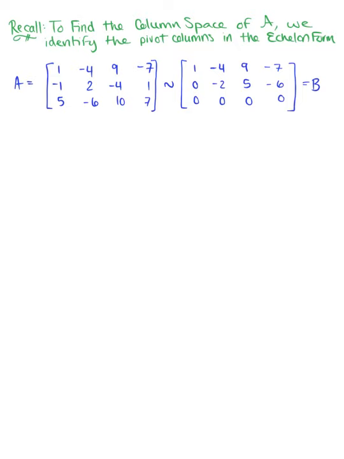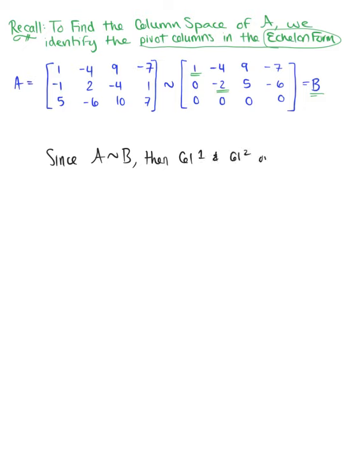So now, what about the column space of matrix A? Let's begin by recalling that to find the column space of matrix A, we need to identify the pivot columns of matrix A in that echelon form. Fortunately, we just row reduced matrix A to echelon form. So let's observe that matrix B has a pivot position in the first column and the second column. Since we already know that matrix A is row equivalent to matrix B, then column 1 and column 2 of matrix A form a basis for the column space.